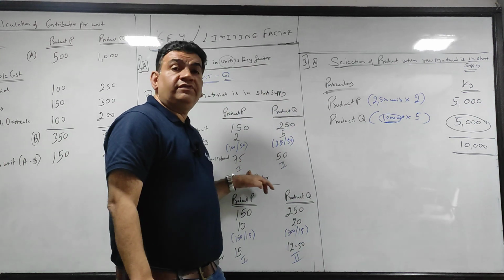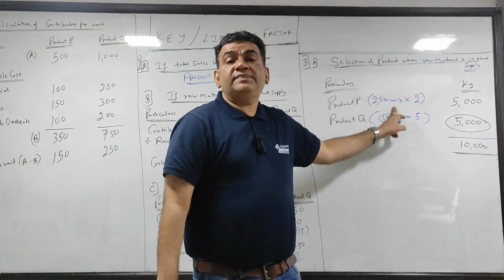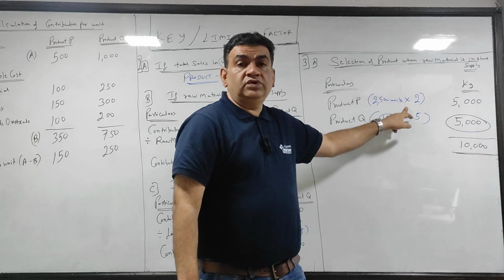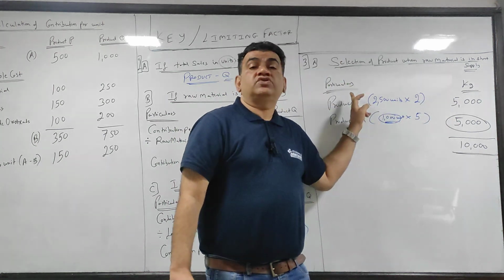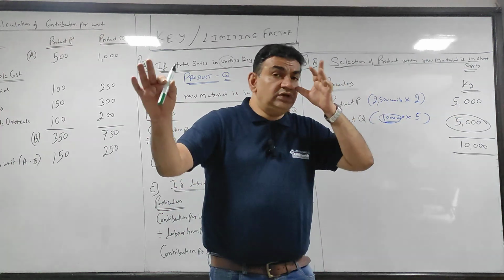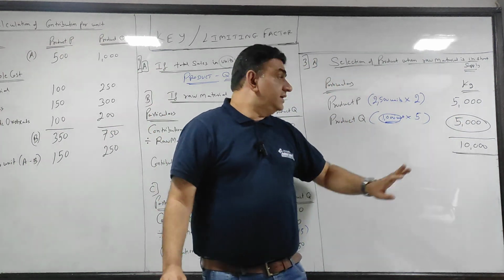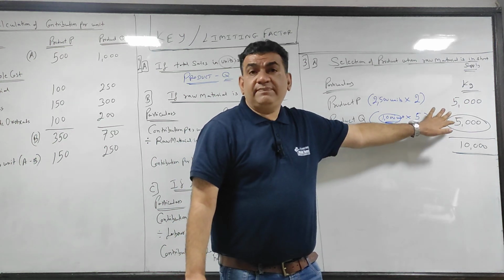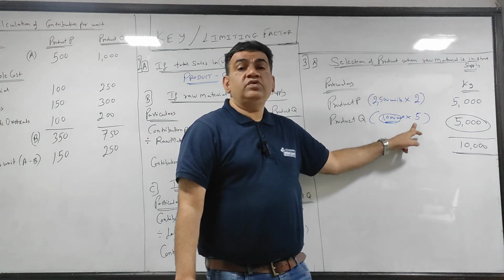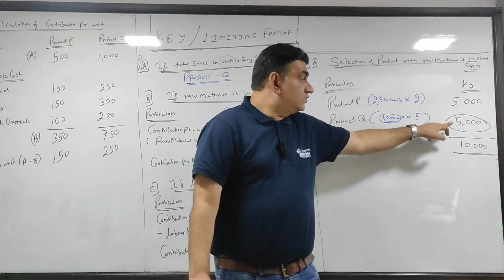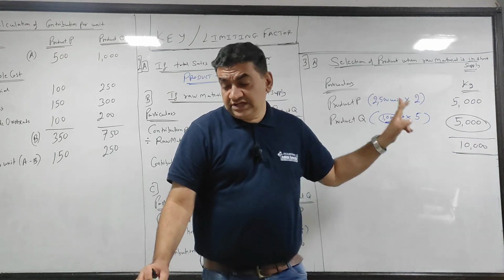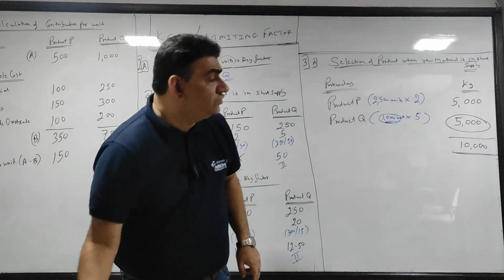So मेरे पास 10,000 किलो रॉ मटेरियल मार्केट में अवेलेबल है. सबसे पहले मैं P को प्रेफर करूंगा. Maximum units of P is 2,500. So 2,500 units into 2 gives you 5,000. So product P, I will use 5,000 kg. टोटल मार्केट में 10,000 किलो है. 10,000 में से 5,000 P पे गया. सो बचा 5,000 फॉर Q. 1 unit of Q needs 5 kg of material. So 5,000 को मैं 5 से डिवाइड करूंगा. आई वांट टू गो रिवर्स. सो 1,000 यूनिट्स.